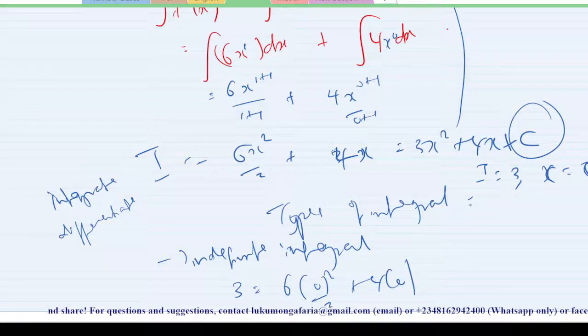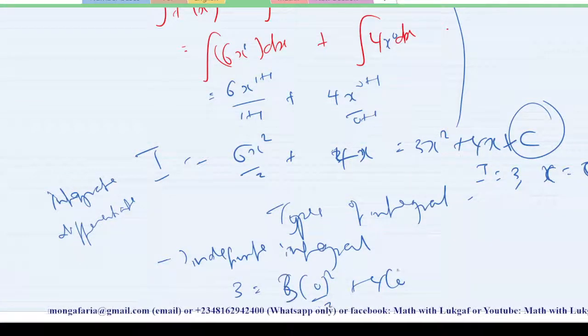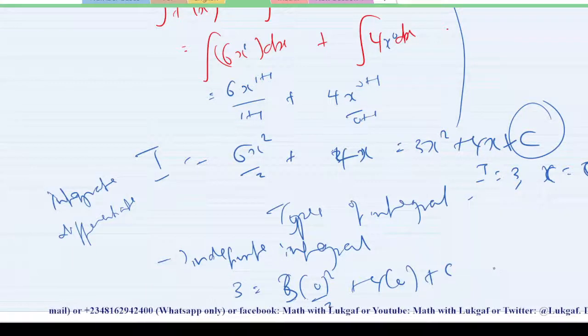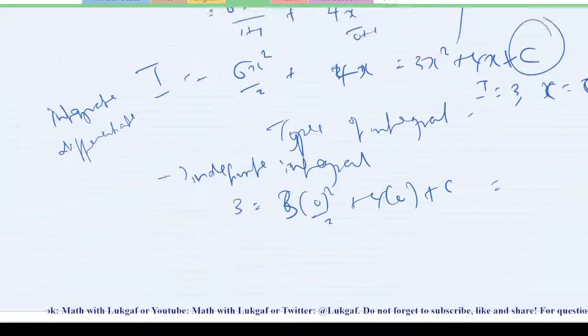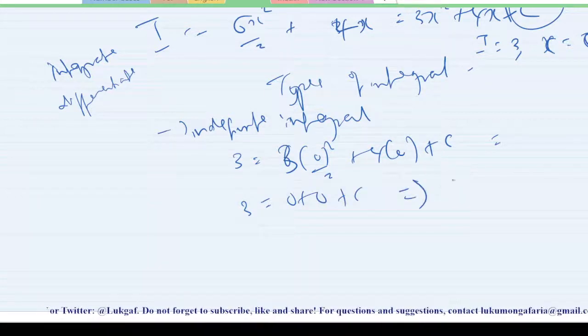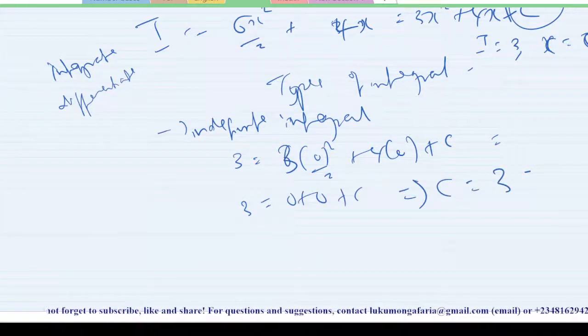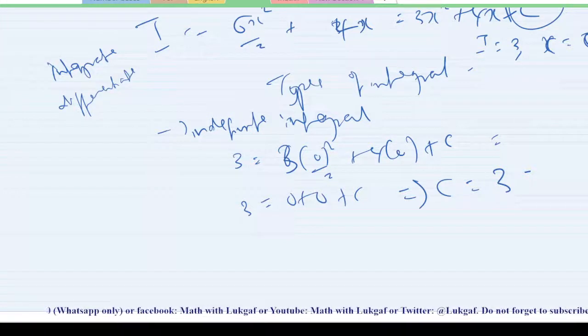No, I made a mistake. I think this should be, we have 3, that will be 3 equals 4 into 0 plus c, right? So this implies that I have 3 is equal to 0 plus 0 plus c. This is 3. So c is equal to 3. You can see that with the additional information of the integral and x we were given, we found the value of c.